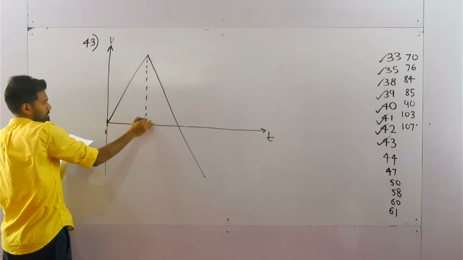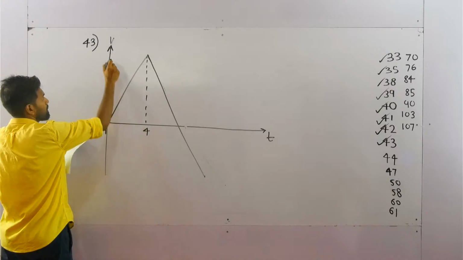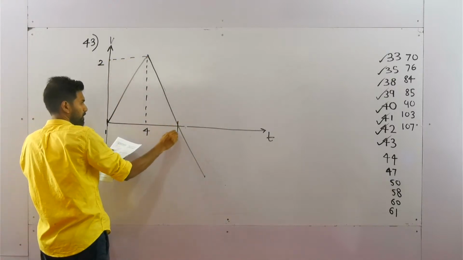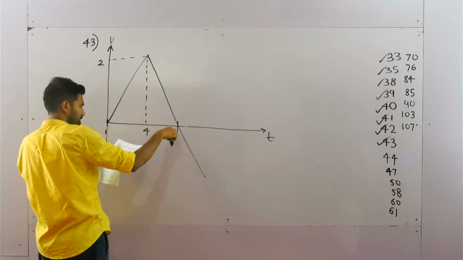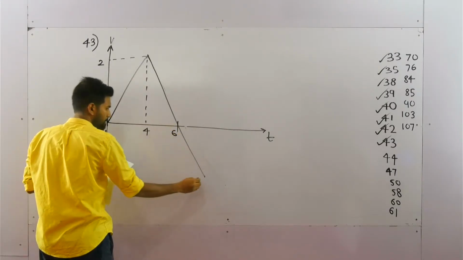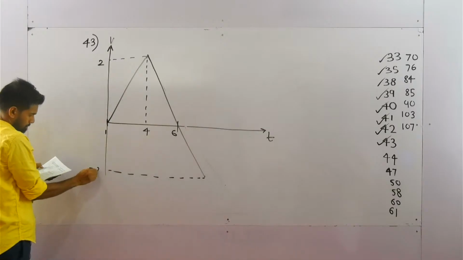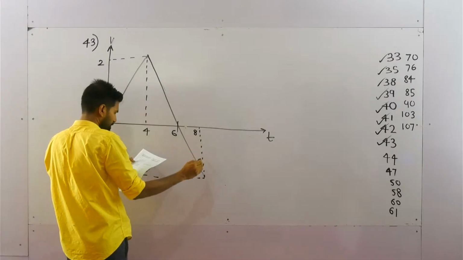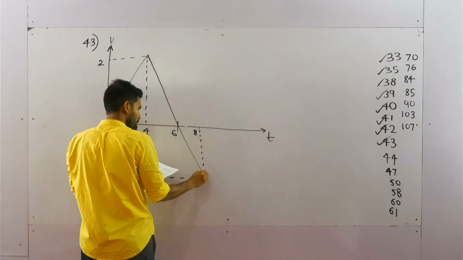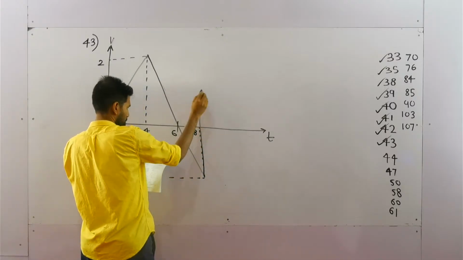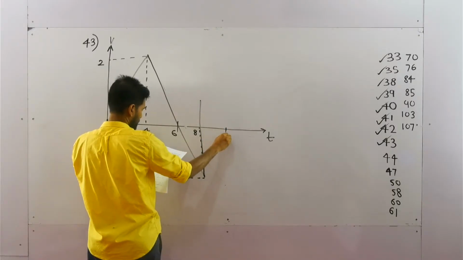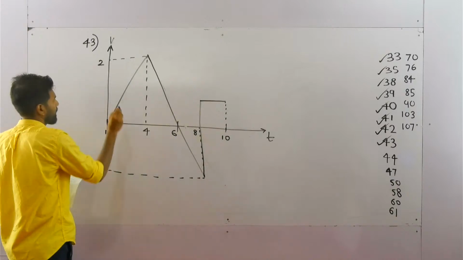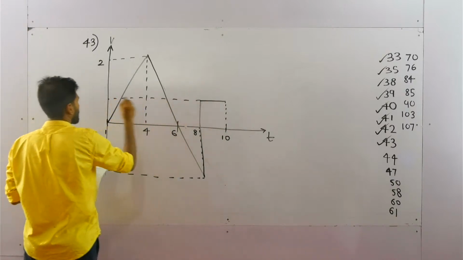At the 4th second, velocity will be in its highest value, 2 meters per second. And at the 6th second, velocity becomes 0 again. Then the velocity is increasing in the minus side. Velocity becomes minus 2 at a time of 8 seconds. Then suddenly the velocity comes to the positive side, and from 8 seconds to 10 seconds, velocity is kept constant with the +1 value. So, kind of a complex motion.